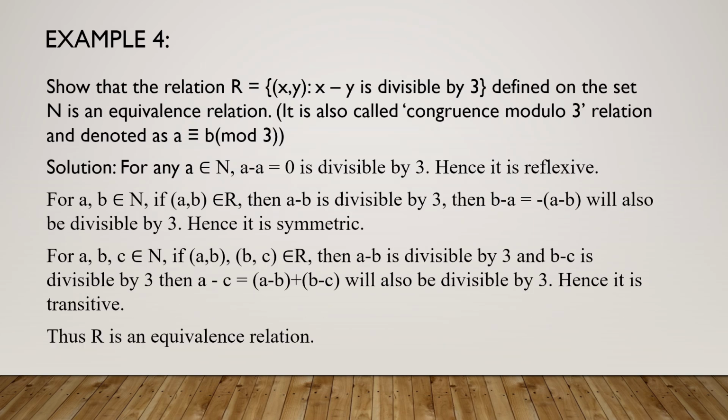Next important example, show that the relation R, which has ordered pairs of the type (x, y), where x minus y is divisible by 3, which is defined on the set of natural numbers N, is an equivalence relation. This relation is used many a times in maths and it is called congruence modulo 3 relation, and it is denoted as A is congruent to B mod 3. For example, suppose I am having x as 6 and y as 3, then 6 minus 3, which is 3, is divisible by 3. So ordered pair (6, 3) will be a member of R.